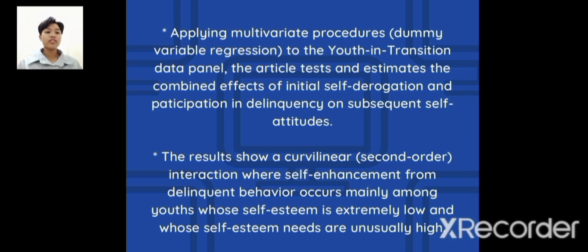So, the results show a curvilinear or second-order interaction where self-enhancement from delinquent behavior occurs mainly among youth whose self-esteem is extremely low and whose self-esteem needs are unusually high.